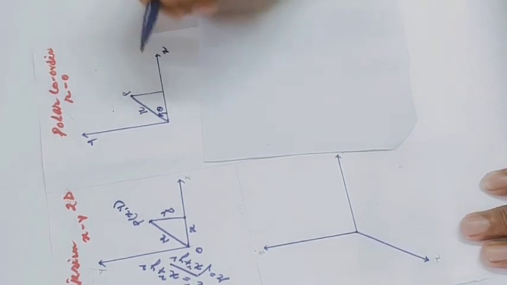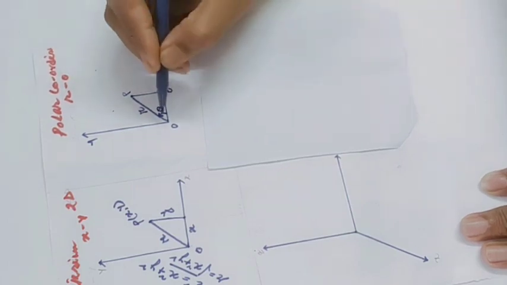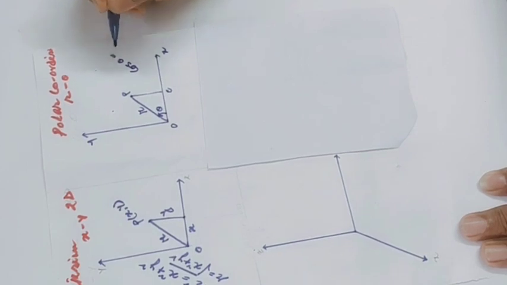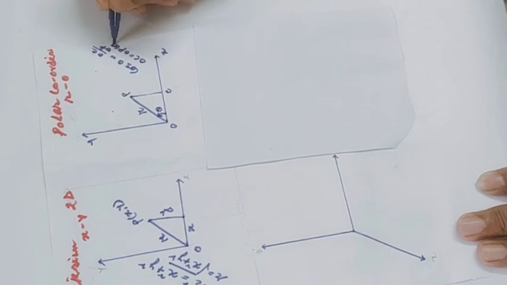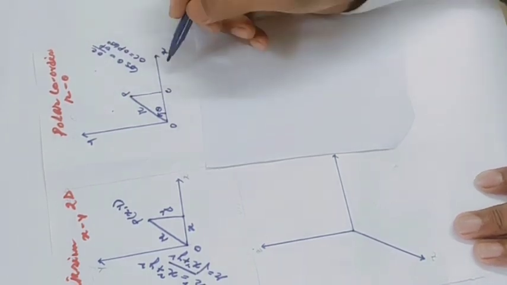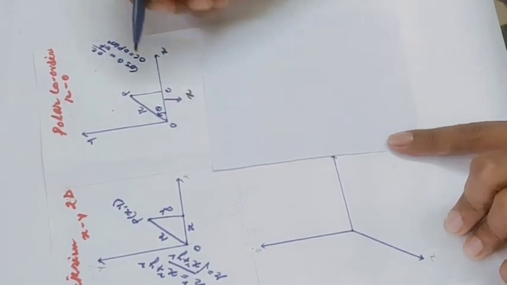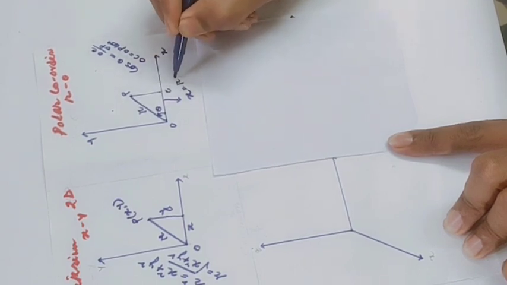In that case, if you name the triangle OPC, then from this triangle OPC, what do you get? Cos theta is equal to base by hypotenuse, so OC by OP. So OC is equal to OP cos theta. That means OC, along the x-axis, I will consider as x, and OC is x, OP is r. So I can write x is equal to r cos theta.